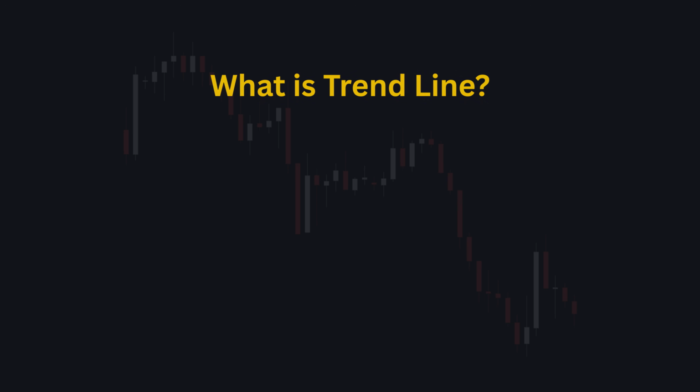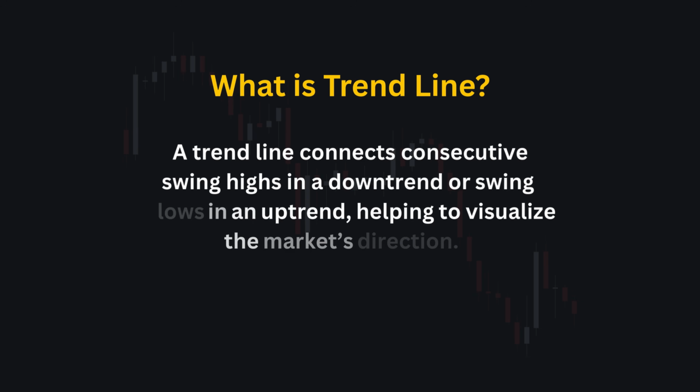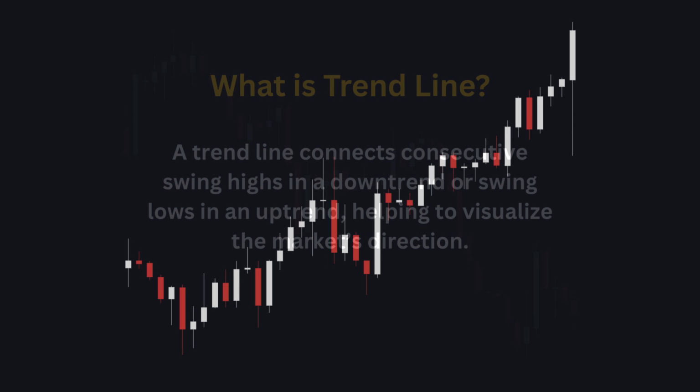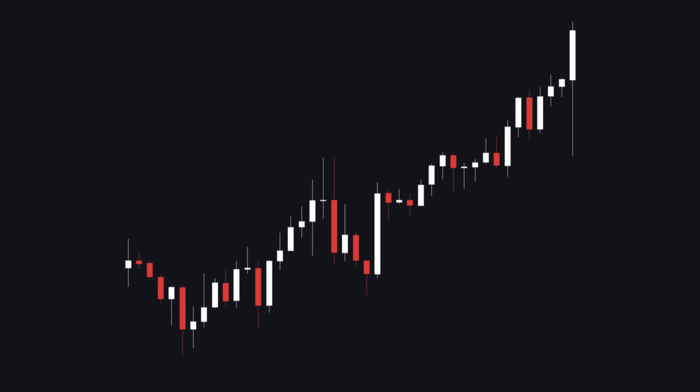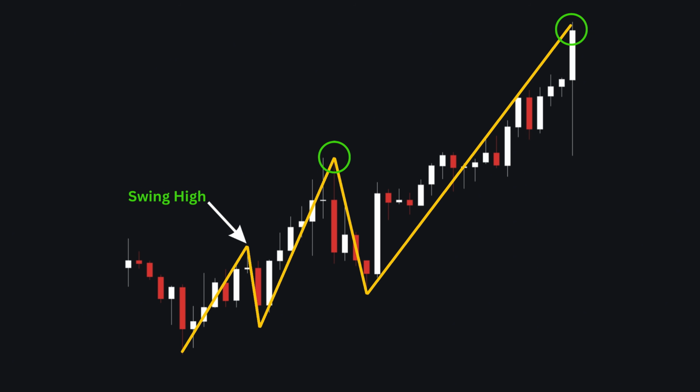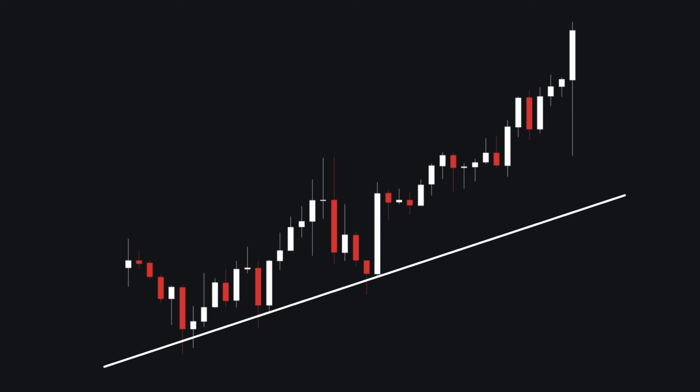So our first question is, what is a trendline? A trend line connects consecutive swing highs in a downtrend or swing lows in an uptrend, helping to visualize the market's direction. Here on this chart, we can clearly see that the market is in an uptrend, and we have impulsive and corrective moves. And the highest point of an impulsive move, before a corrective move, is known as a swing high. And at the end of a corrective move, from where the next impulsive move starts, is known as a swing low. And when the market is in an uptrend, we draw our trend line to connect swing lows.